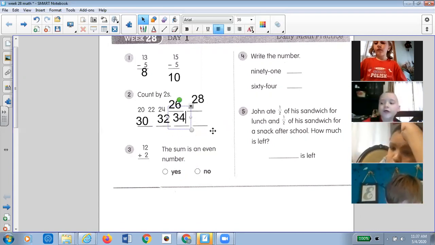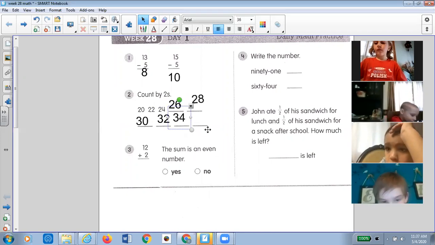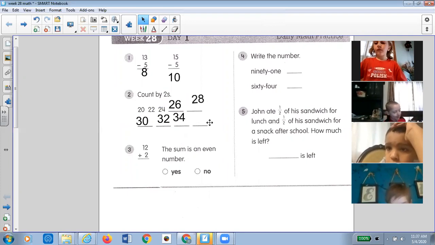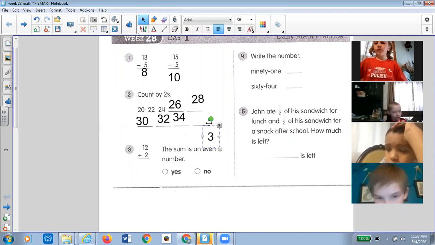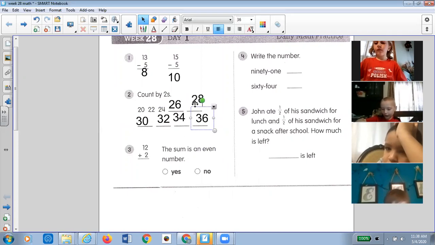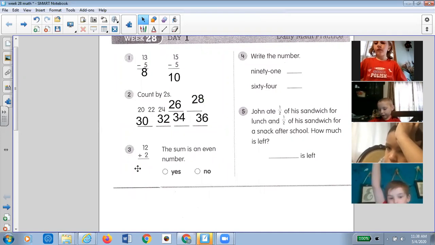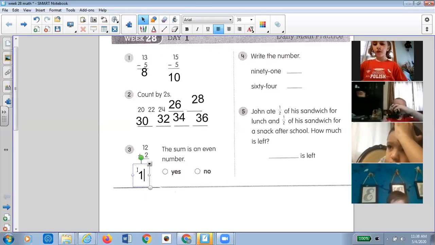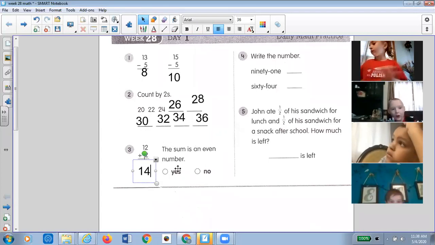And then Nolan, do you know what comes after 34 when you're counting by 2s? Not 35. We're counting by 2s. It would be 36. They're all even numbers. Good. Look at number 3. What's 12 plus 2? Ethan? 14. So Ethan, is that sum an even number?